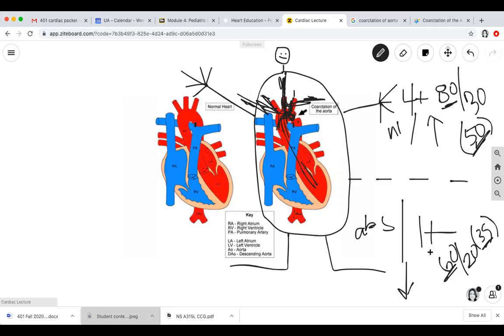I don't know if you have learned about blood pressures for neonates. So the mean pressure that you're looking at should at minimum be the baby's gestational age. So if this is a term baby born at 40 weeks, this mean should be at least 40.